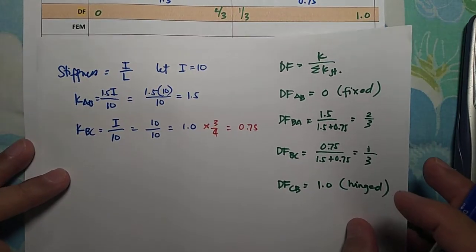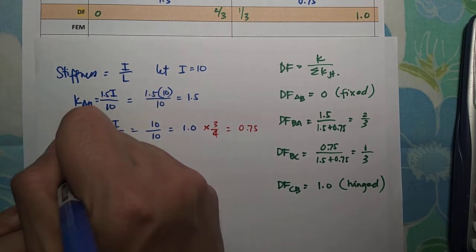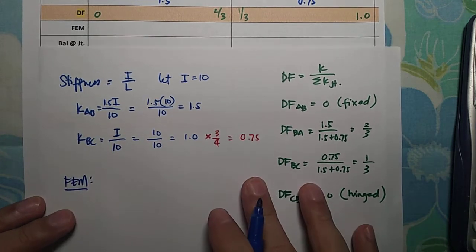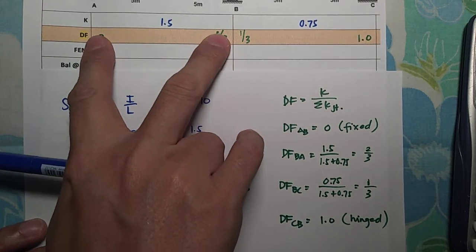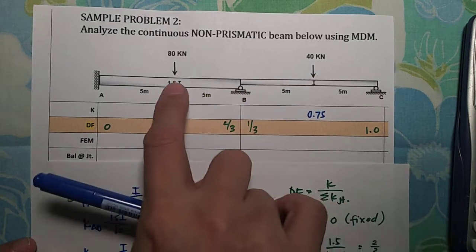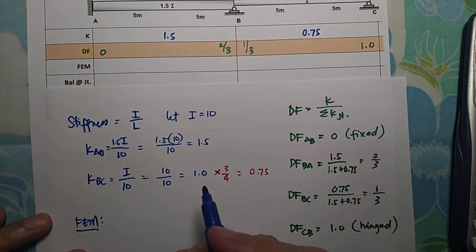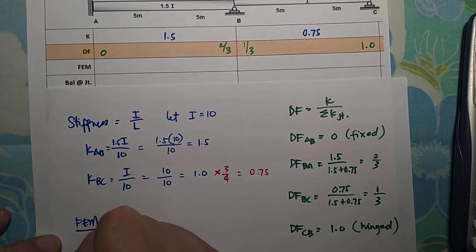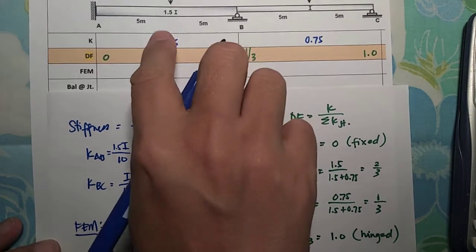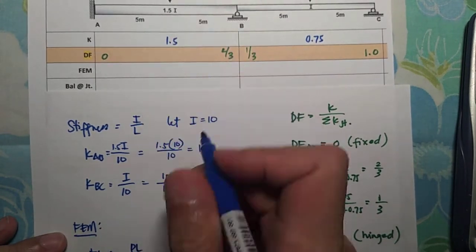Let us solve for the fixed end moments. For both spans, the concentrated loads are applied at the mid span. So ang fixed end moment natin dyan would be PL over 8. So for this span, it's 80.